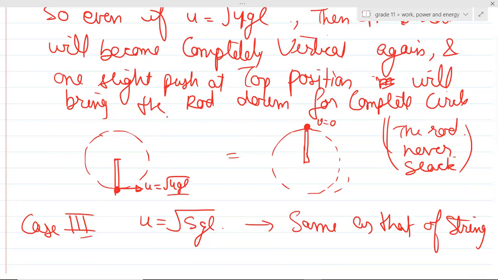But at 4gl, it'll go either way, right? Either forward or backwards, depending on where you give that slight push. If I have just thrown it with a velocity of 4gl, then it will go and become rest at this particular position. Can you see, velocity 0? So wherever you push it slightly, it will move in that direction.